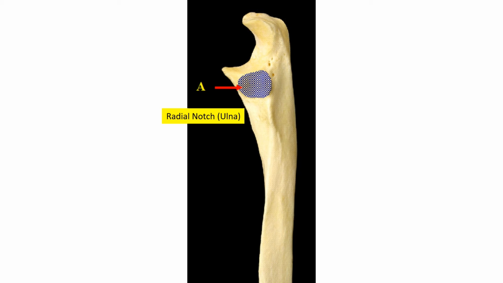Now, just posterior to the coronoid process and medial as well, we can see a depression for the head of the radius to sit in. Therefore, this is called the radial notch of the ulna, for the head of the radius to articulate with.